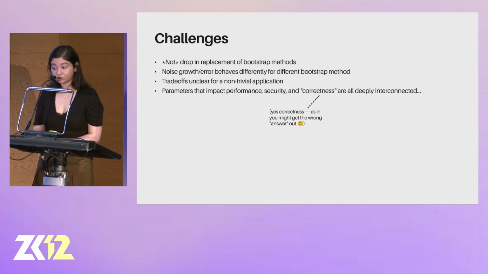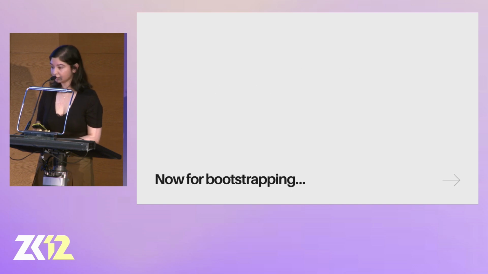And four, those parameters, well, there's not a few of them, there's actually over 10 of them. They're all deeply interconnected, and it turns out they handle everything from performance, security, and correctness. So when you're working with the TFHE scheme, there's a chance of a decryption error. So you might get back the wrong answer. What kind of error rate are you okay having?